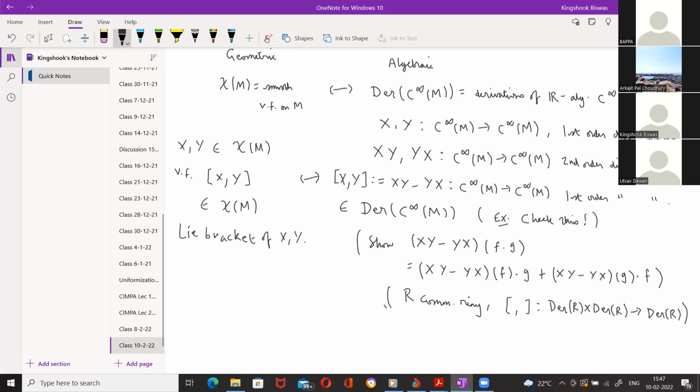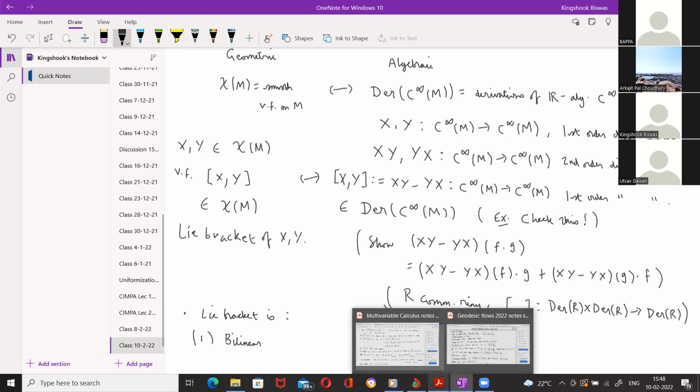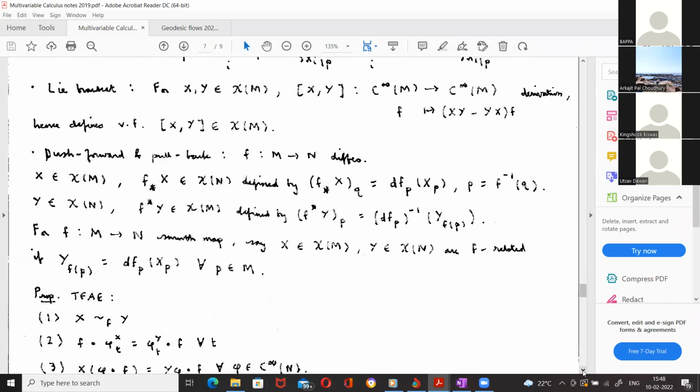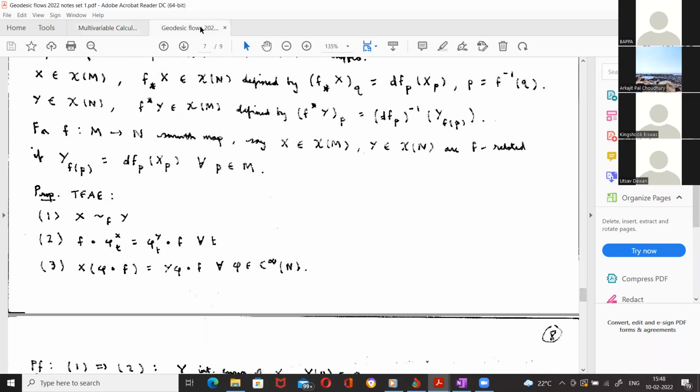So, we have this bracket operation. So the Lie bracket is, one, easy to see, bilinear.